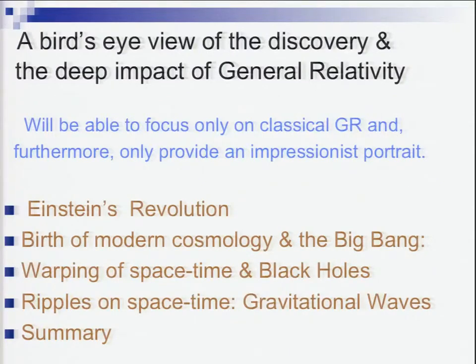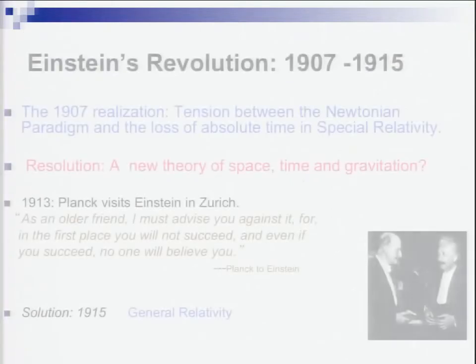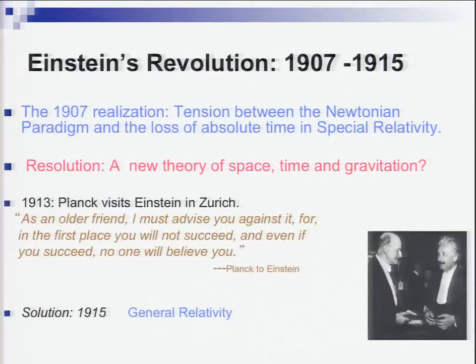The talk is in four parts. First, I will tell you what general relativity is about and how it was discovered. Then we'll see that general relativity led to cosmology, what we today call the science of the large-scale structure of the universe, which originated with general relativity. Then I will tell you about black holes, and then gravitational waves, and then summarize. So let's begin with the history. How was general relativity discovered?